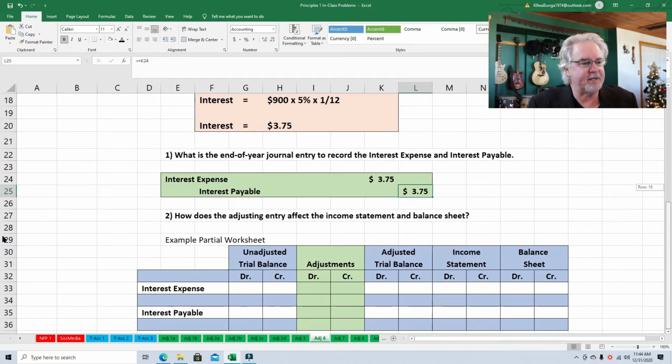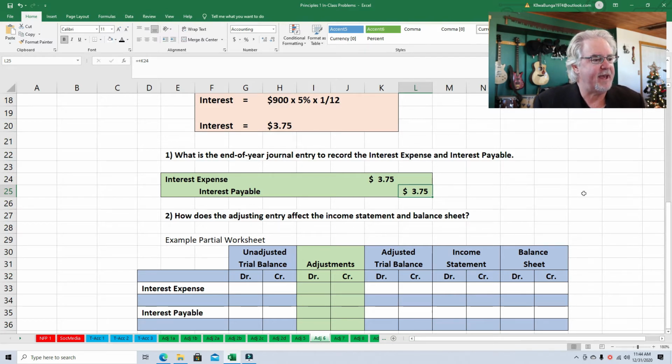So coming down here, I've got a little partial schedule worksheet thing, and this is how accountants did accounting a long time ago, like 50 years ago, before computers were used. The nice thing about this is it helps you visualize what's going on, and that's why I'm including it.